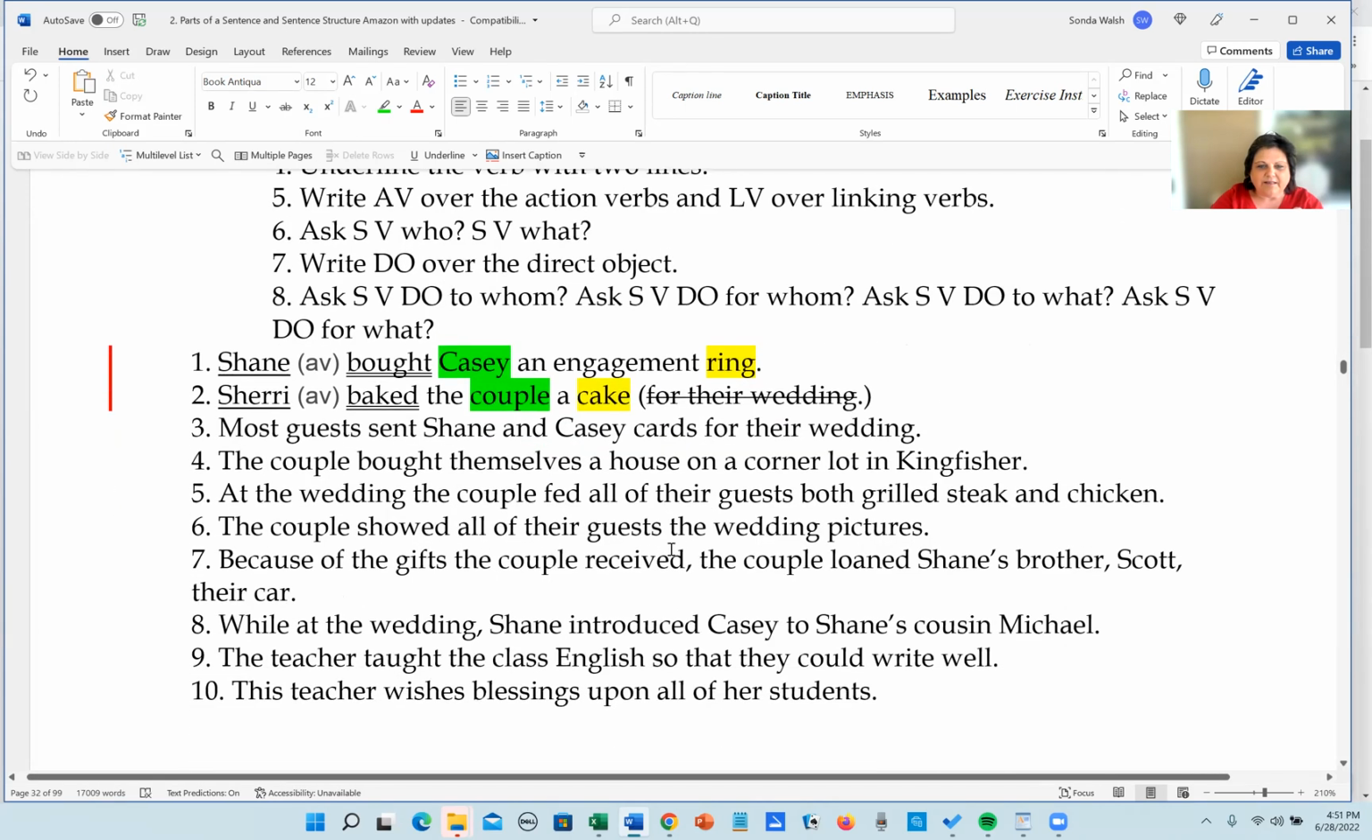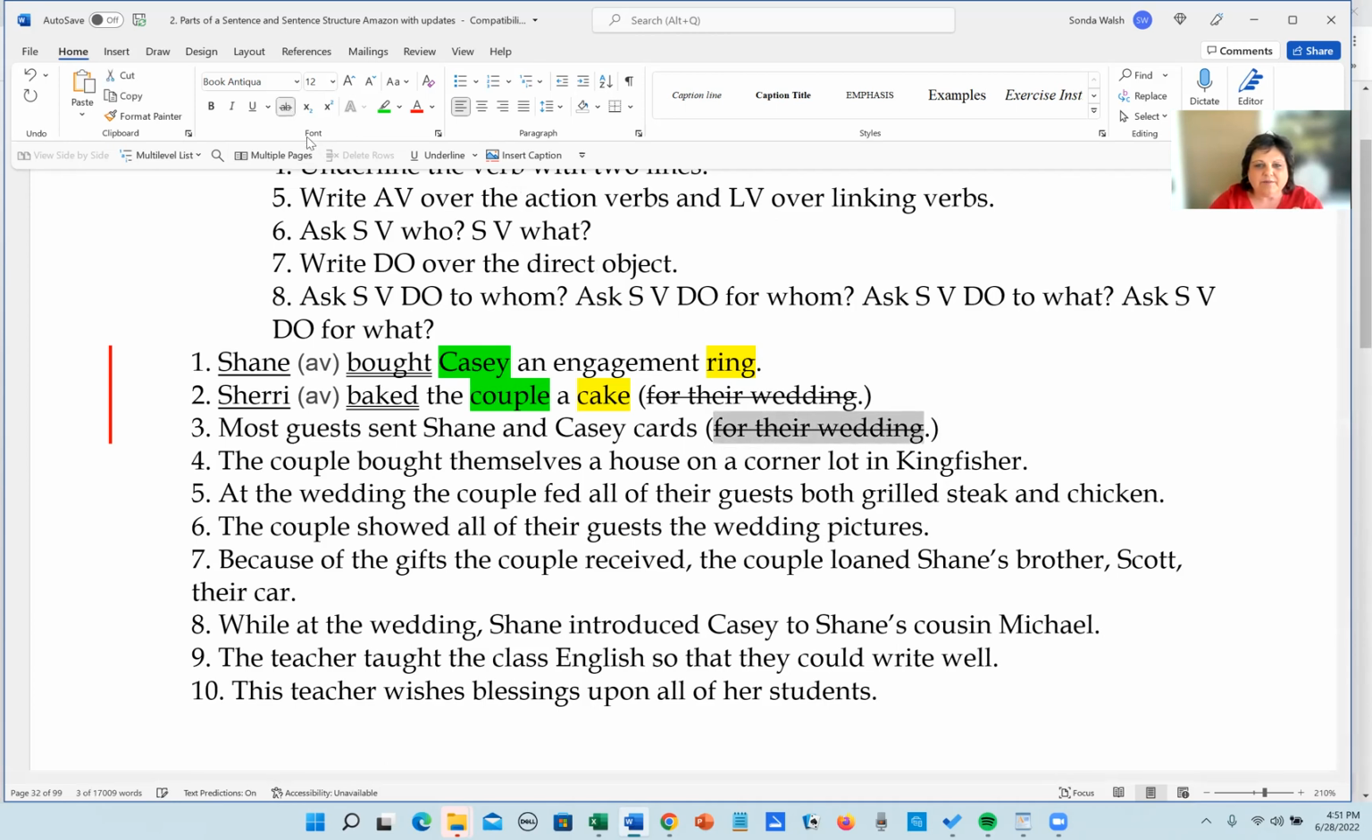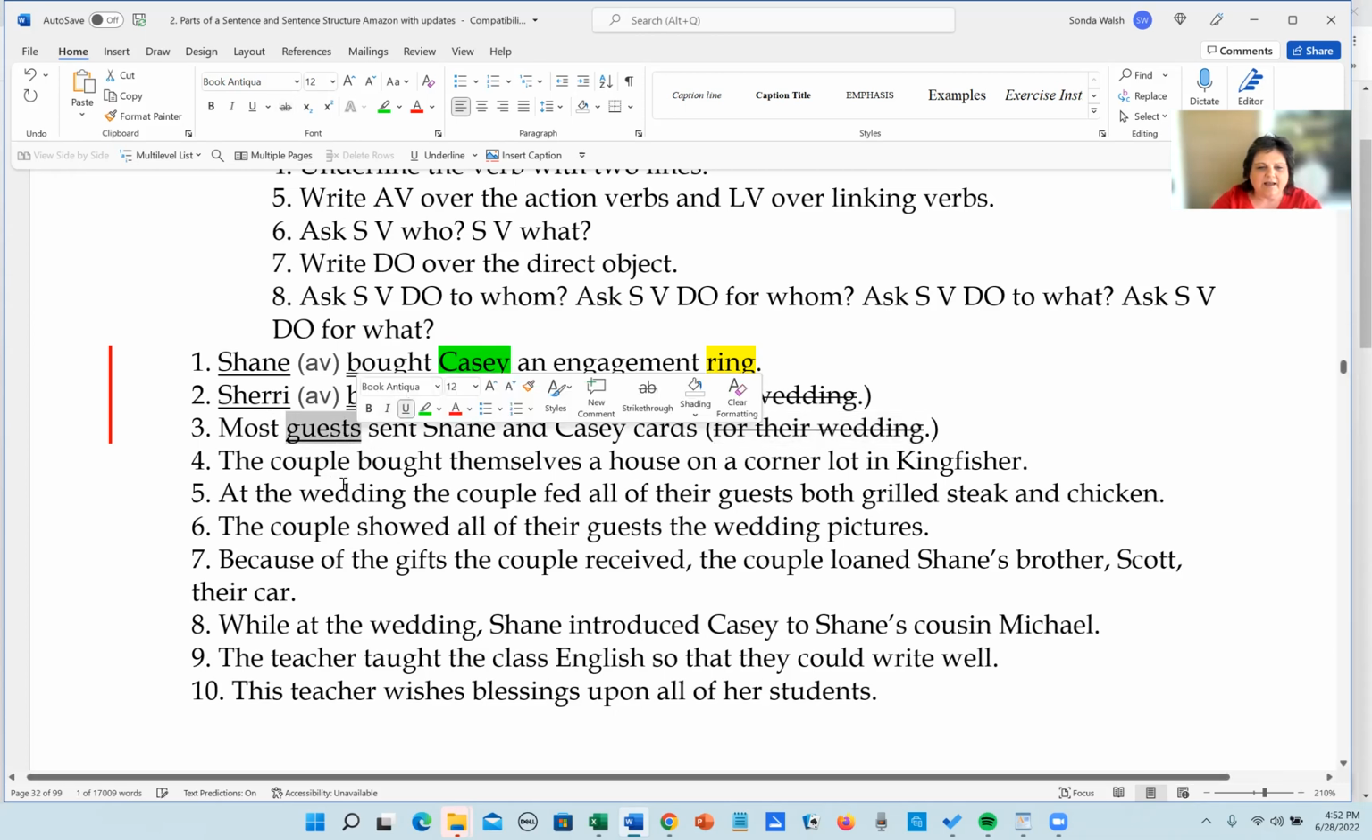And number 3, for their wedding is a prepositional phrase. We're going to draw a line through that because our prepositional phrase will not hold our indirect object, our direct object, or our subject. So now we have to find our subject. Most guests sent Shane and Casey cards. So guests are our subject. We'll underline that one time.